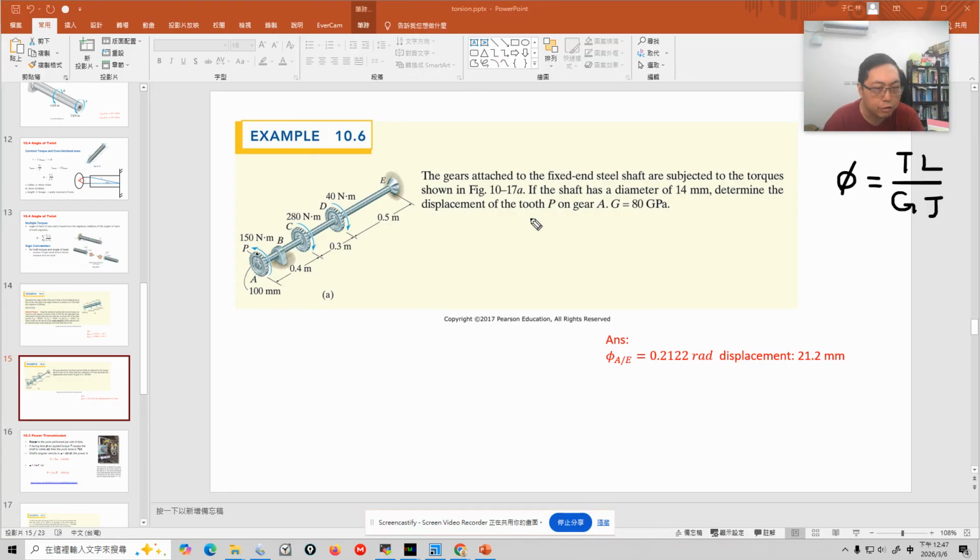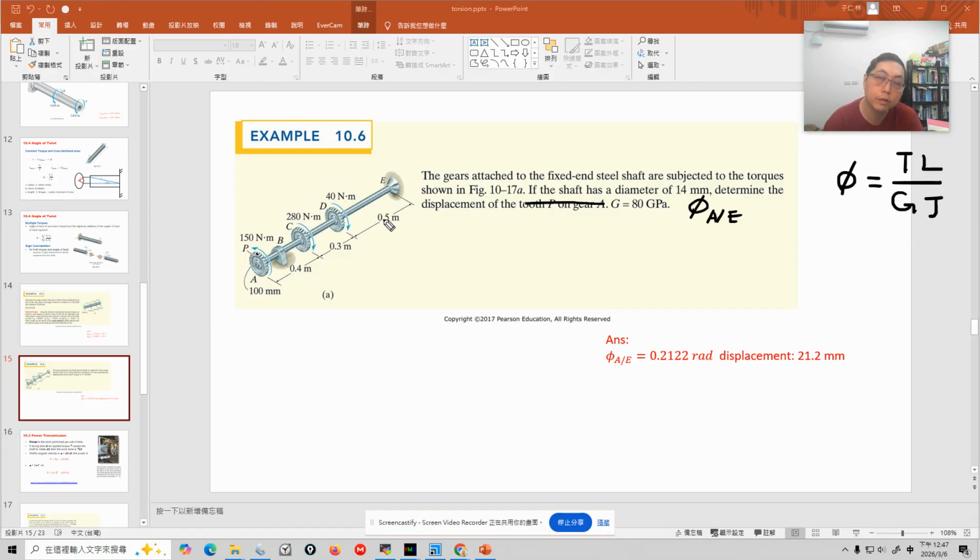I don't want to make the question too complicated, so let's replace the problem. Let's find the angle of twist of A relative to E, and that's it. We will calculate the angle of twist of A relative to E.